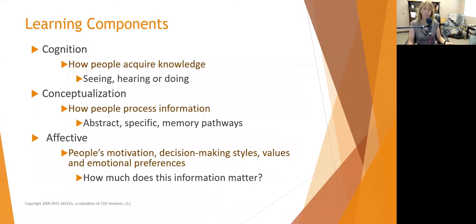And affective. So you can acquire the information, you can get it into your brain, you can conceptualize it and figure out what it means so it makes sense. But then if you're going to actually make room in your filing cabinet for that information, you have to care about it. You have to want to make room for it. People's motivation and decision-making styles, values, and emotional preferences are all going to impact whether they think something is important enough to remember, and you're going to commit it to long-term memory. So we have to be able to answer, or the person has to be able to answer, how much does this information matter to me at this point in time? Now, it may matter to me 10 years from now, but it's not 10 years from now. So we want to make sure that it matters to them in the present moment.